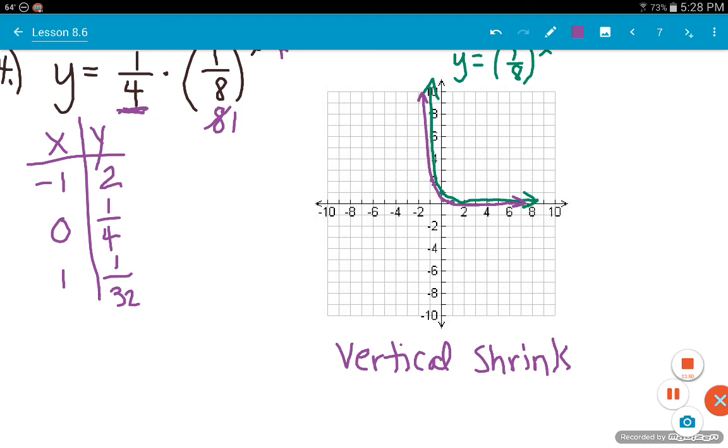Okay, and this one's a little harder to see, but if you compare the purple to the green, you can see it's closer to the x-axis. It gets moved down instead of up, so we call that vertical shrink.